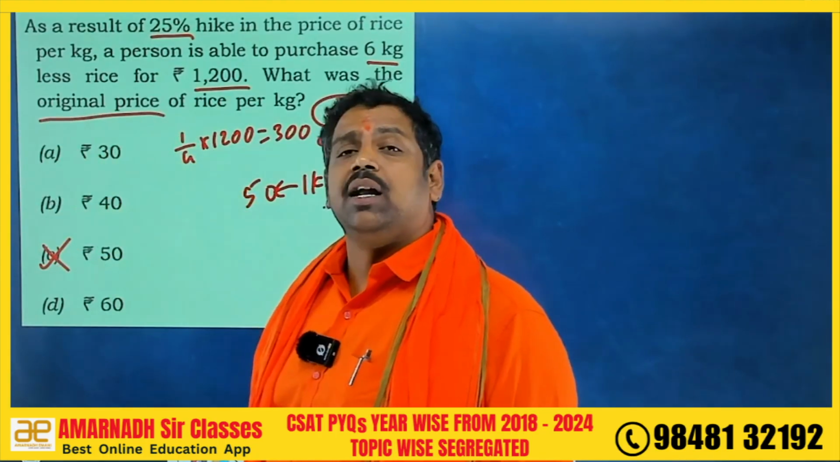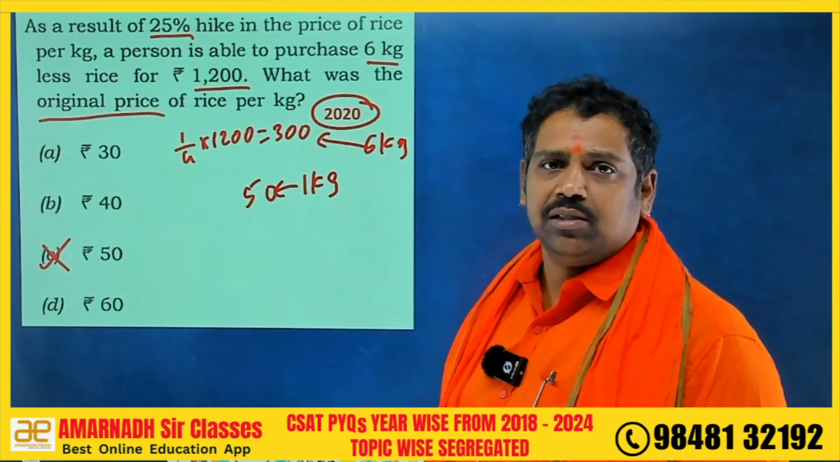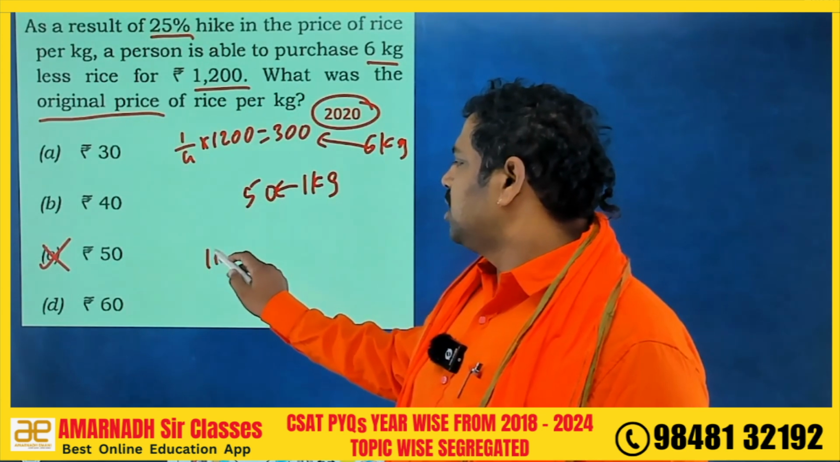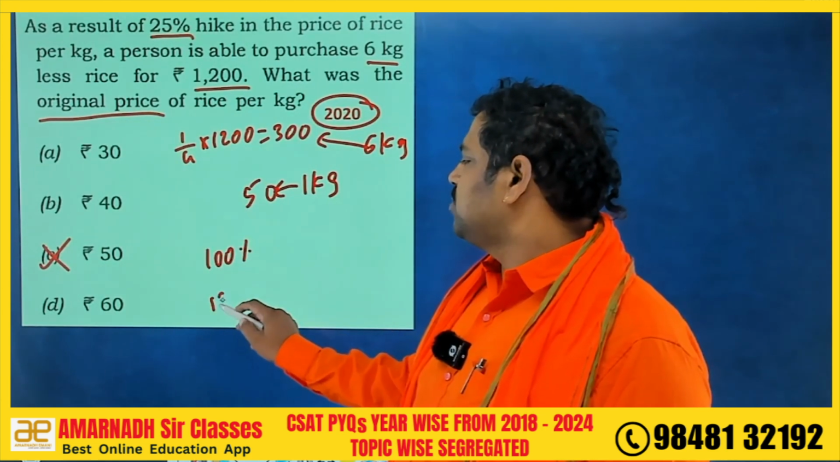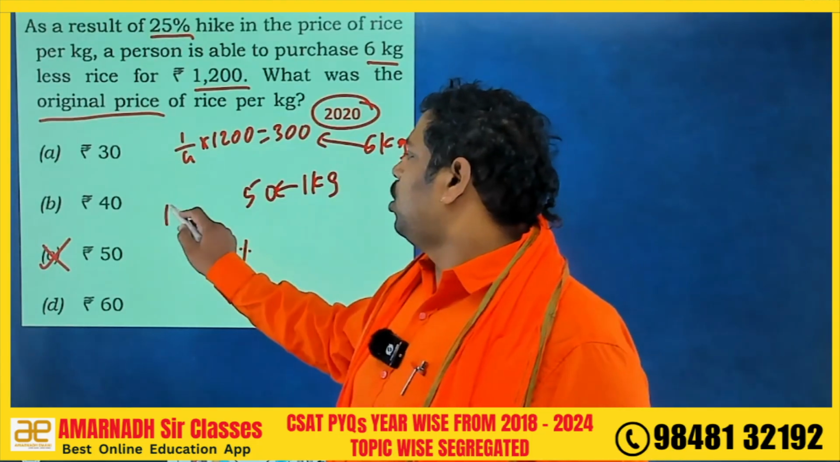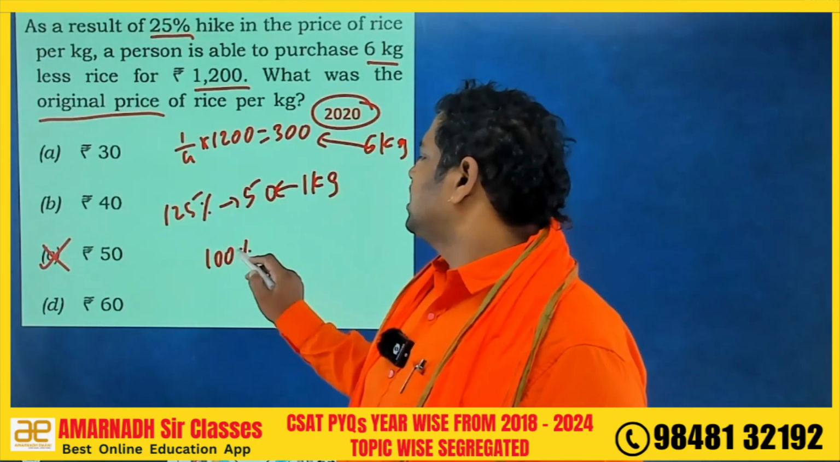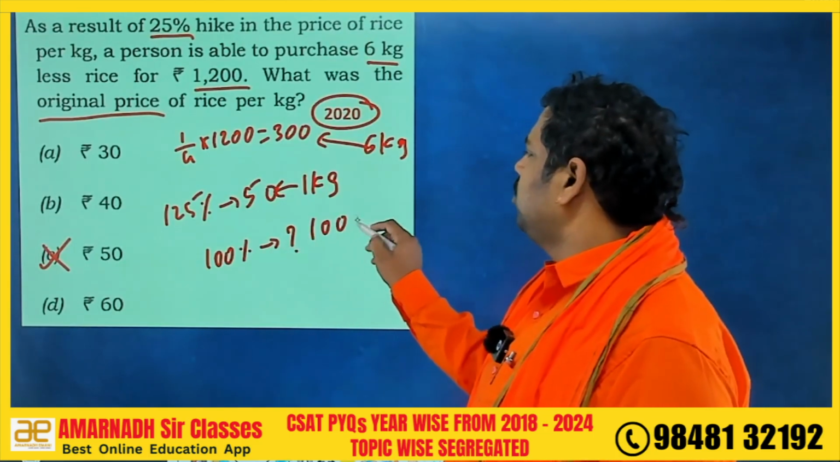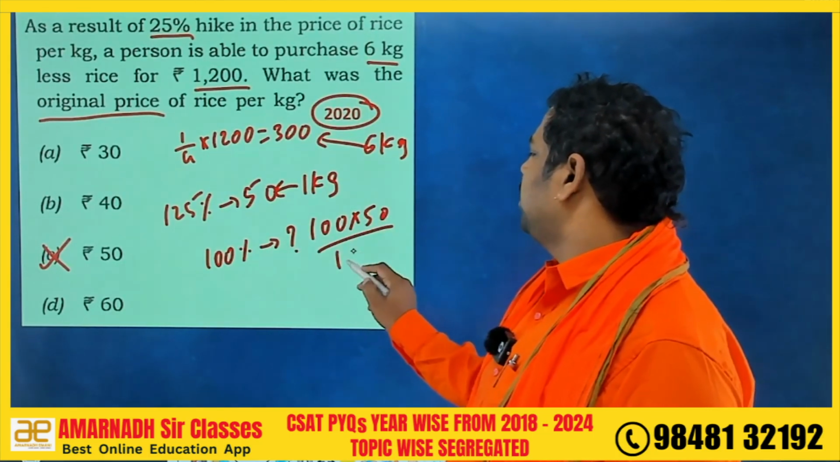Original price means before increment. So we can say its original price is 100%. A 25% increase means 125%. And that 125% value, you know how much it is here? 50 rupees. And he is asking, 100% is how much? Happily cross multiply: 100 into 50 by 125.